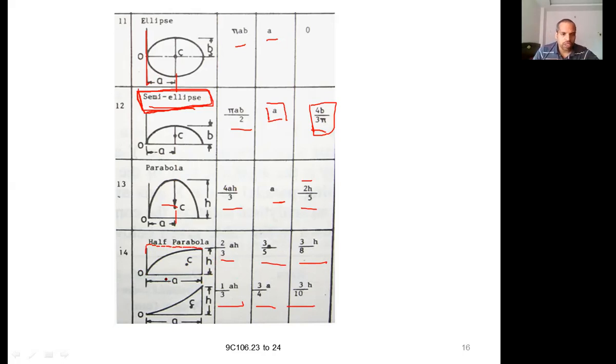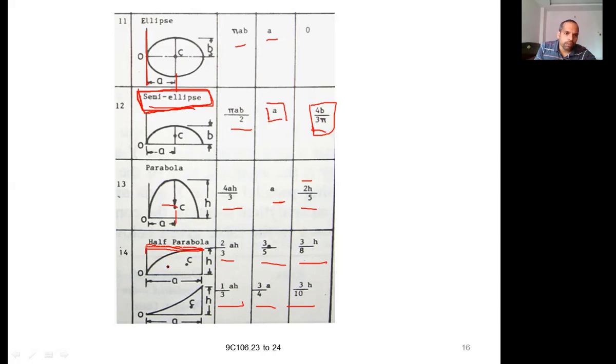So what is the rectangular area? The rectangular area is a into h, right? So this is the area of the rectangle. But this is not a rectangle. This is parabolic. It will be cut into this shape, in the shape of this one.